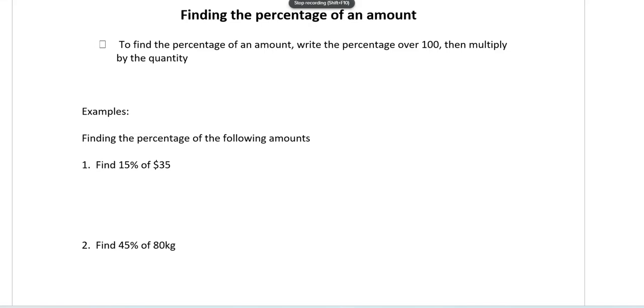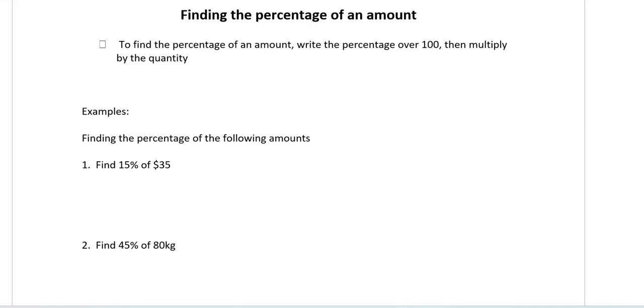Okay, so a lot of the times when you're working with percentages, you're wanting to find a percentage of something. And you'll see in the wording of the question, find 15% of 35. What does the word "of" mean? If I want times, good. Yes. Whenever you see the word "of", it means that you want to multiply.